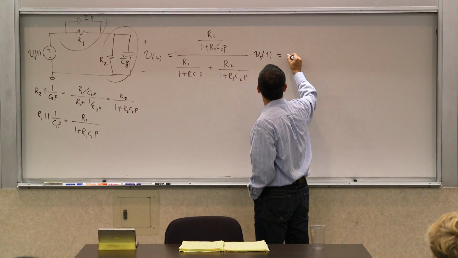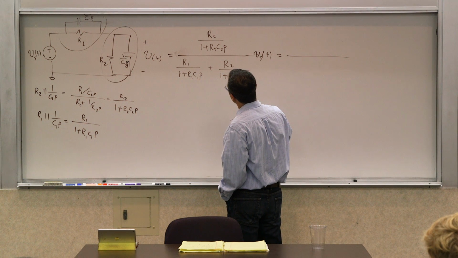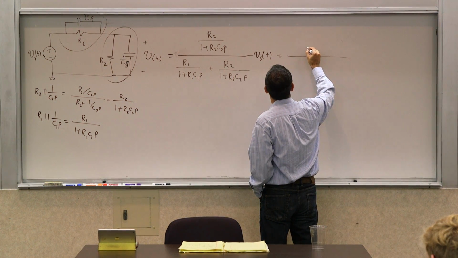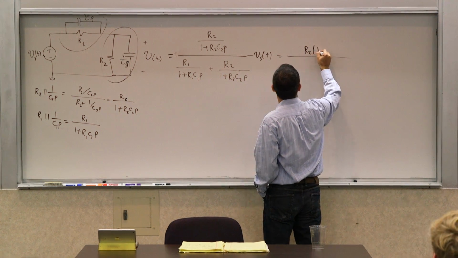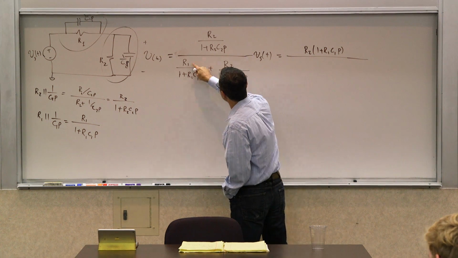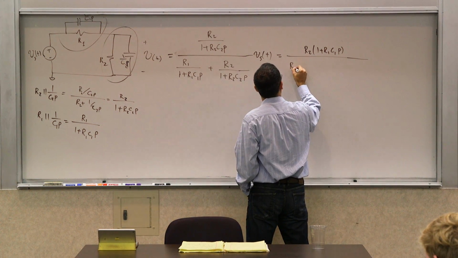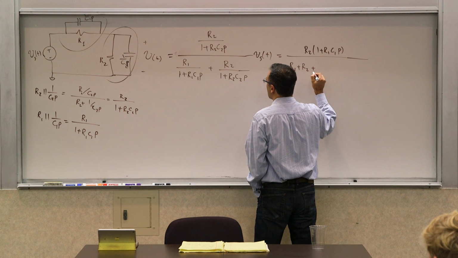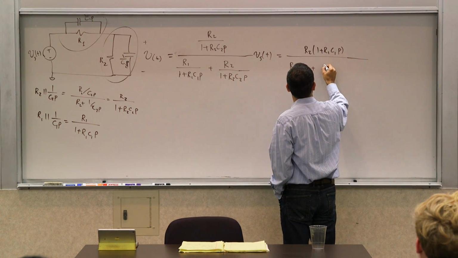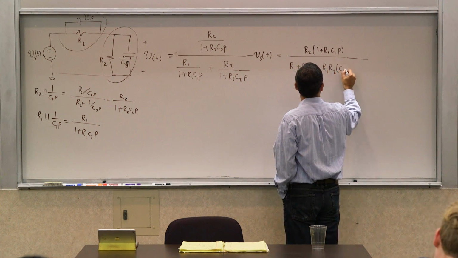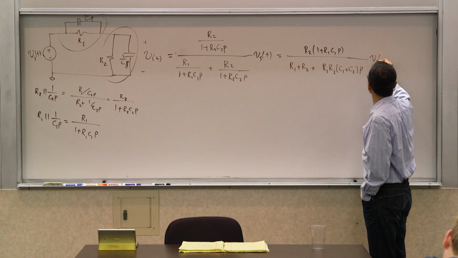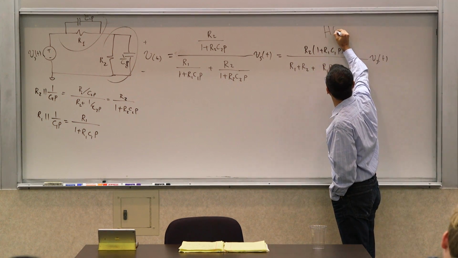So we can simplify this a little bit, right? We're treating it algebraically. So you have a common denominator, so in the numerator you will get R2 times 1 plus R1C1P, and in the denominator you get this times that plus this times that. So you get R1 plus R2 plus R1R2 times C1 plus C2 times P, operating on Vs of t. So this is the new H of P.